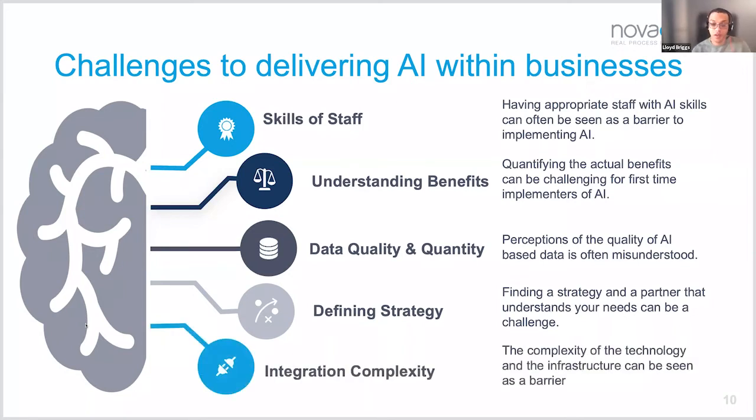And integration: how do you integrate AI with your current business infrastructure? It could be your ERP systems, your machinery on the shop floor. It could be various systems in your business. How does AI connect to those systems and work with those systems? So we'll go through some of these challenges as we go through the presentation, but keep them in mind and have a think about which of these challenges you have in your own business.